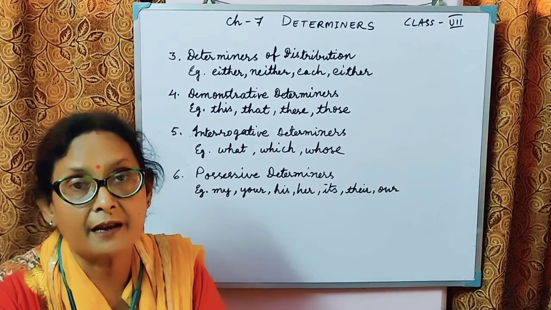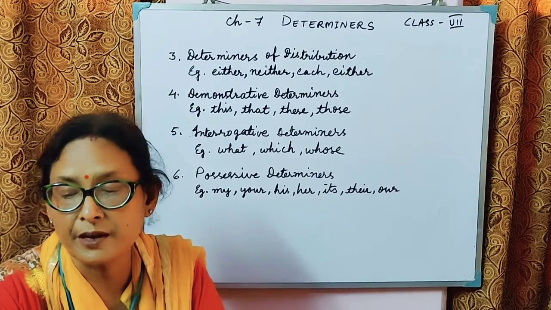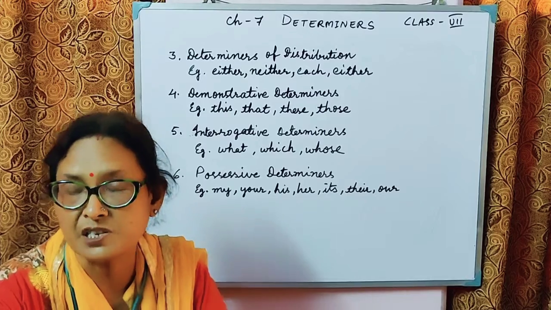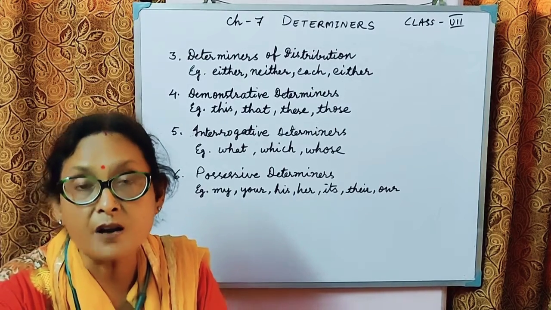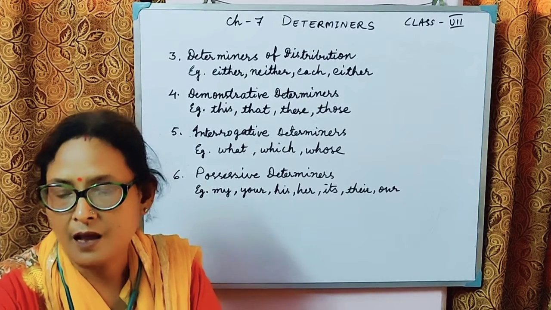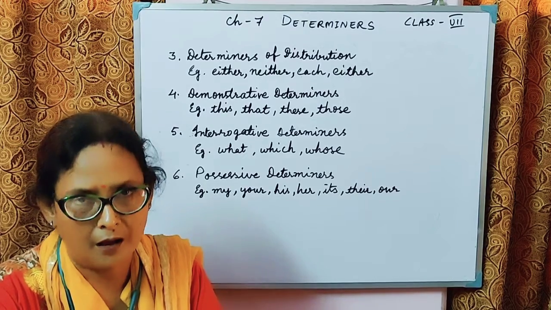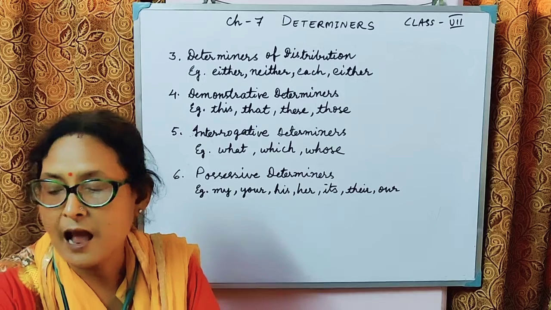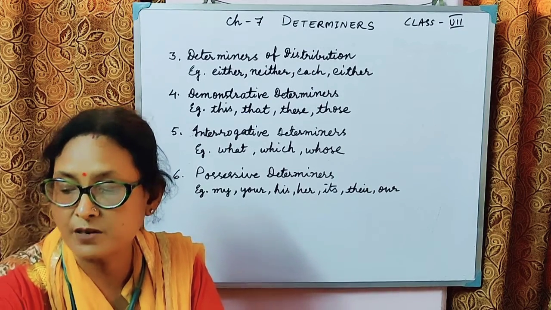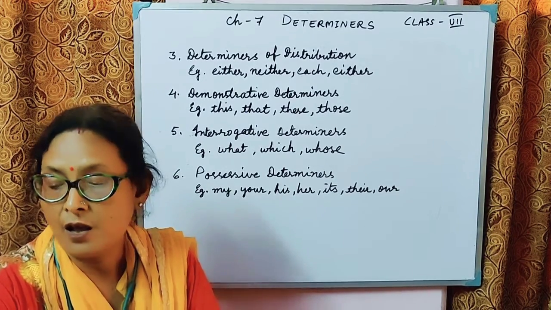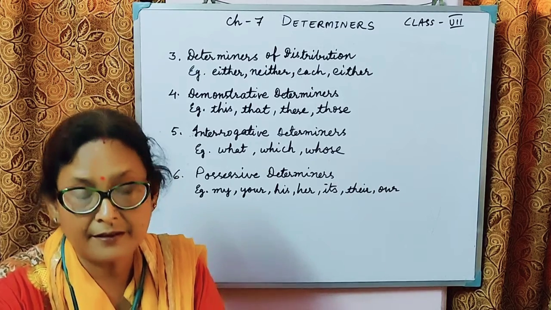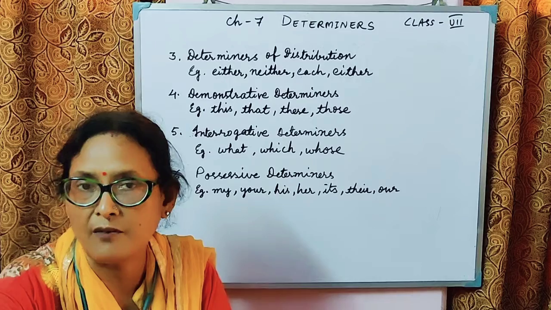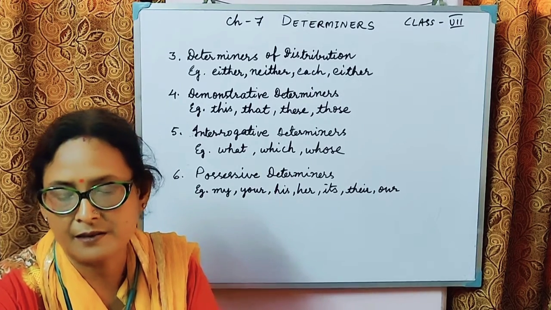Now the next determiner that we are going to talk about is interrogative determiners. In interrogative determiners we have the three question words, that is what, which and whose. And the use, of course, is to ask questions, as the word suggests. Examples are: what time will we reach, which city is your favorite, and whose pens are these. So this is the use of the interrogative determiners.